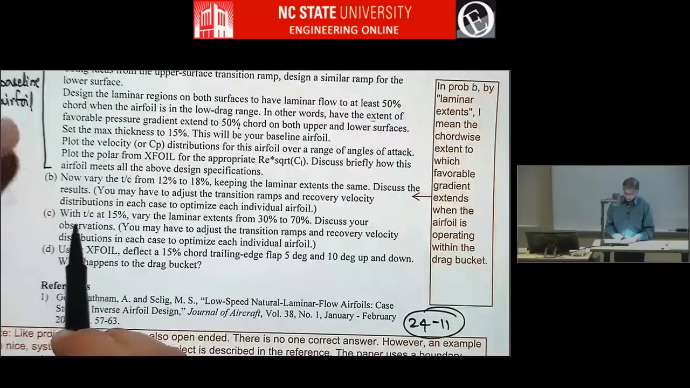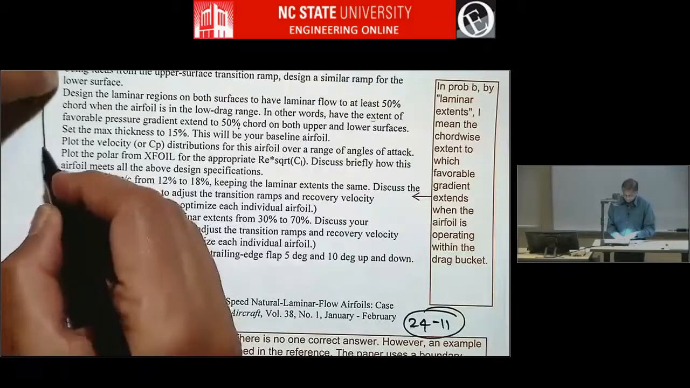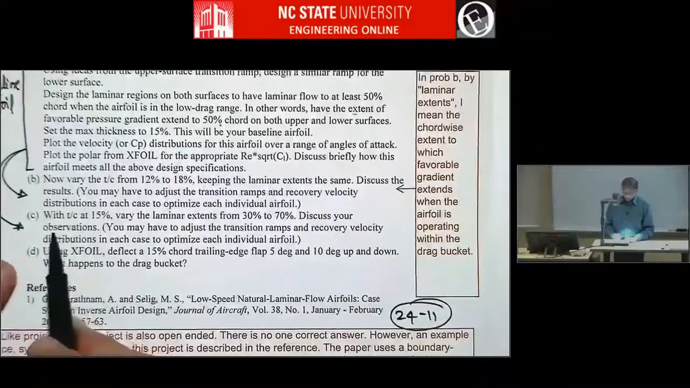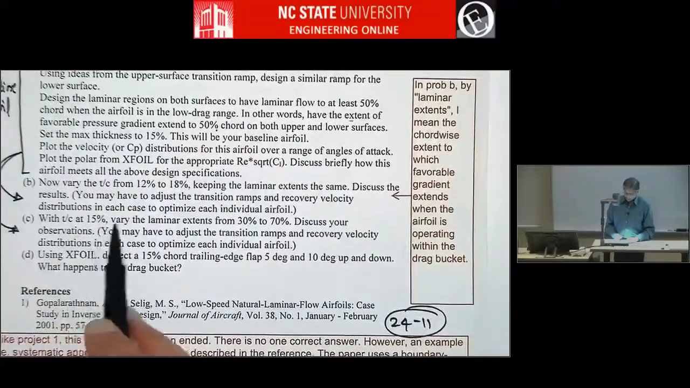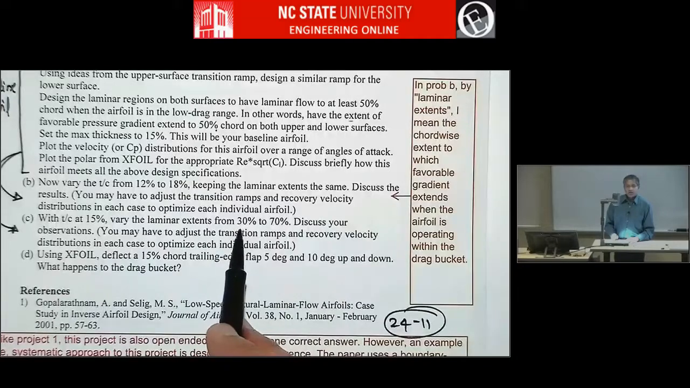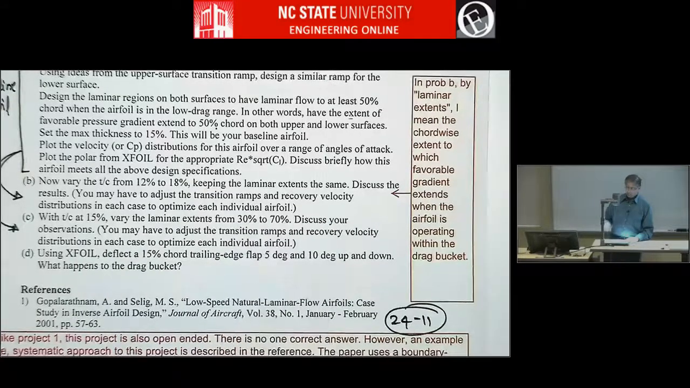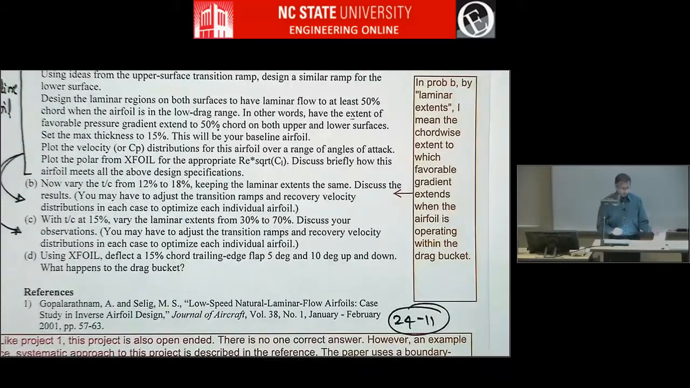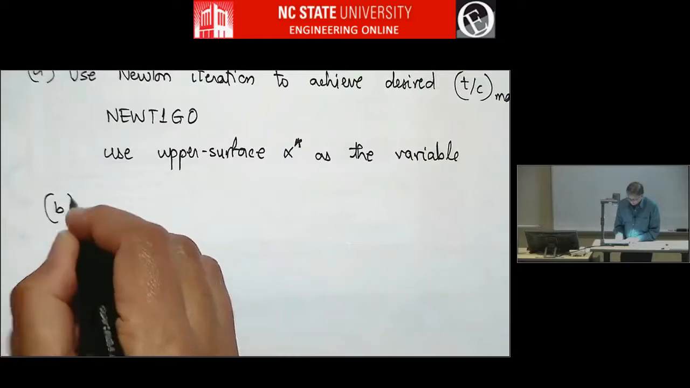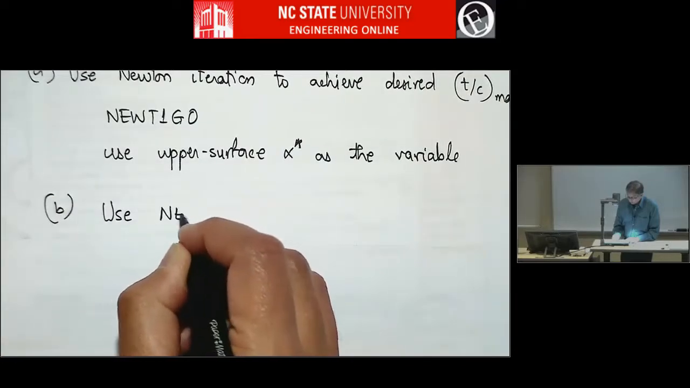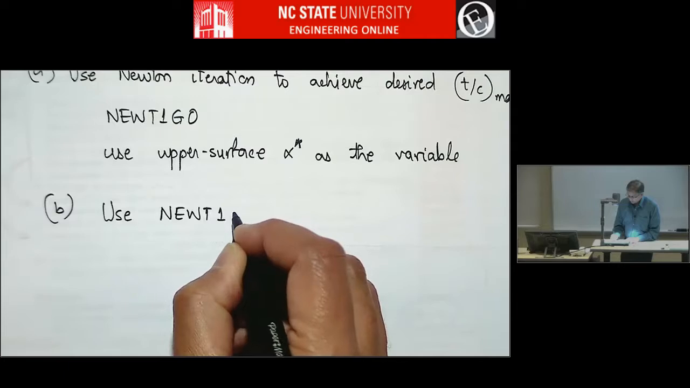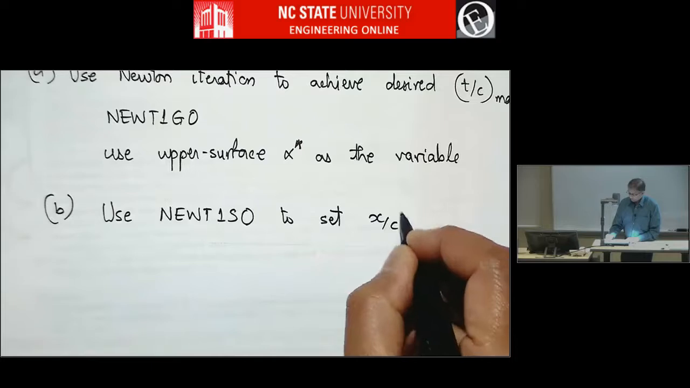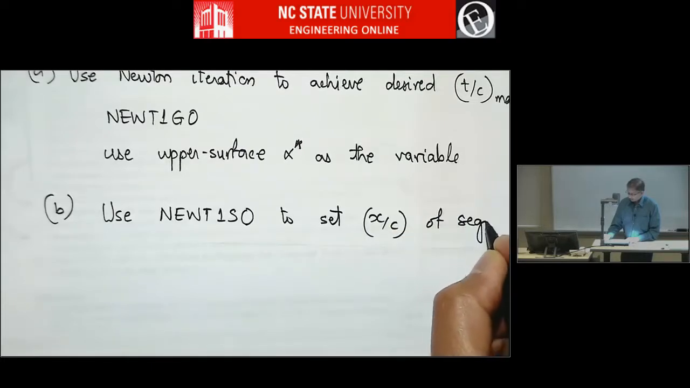Third part is, now take the baseline airfoil. So from here you go to the baseline to B and then baseline to C, right? From the baseline airfoil with the thickness kept constant, now vary laminar extents. Instead of 50%, make it 30%, 70%, and see what happens. So use that Newt1, I think S0 line to set x over c of segment endpoints.